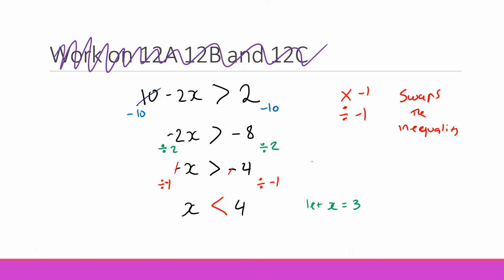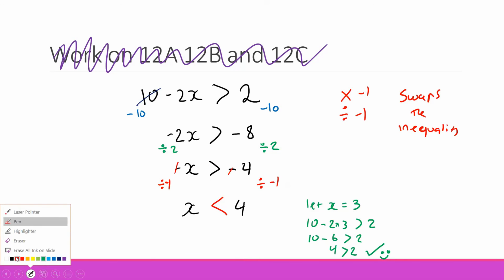So that means if I go 10 minus 2 times 3, that should be greater than 2. 10 minus 2 times 3 is 6, is greater than 2. 10 take away 6 is 4. 4 is greater than 2. Everything works. Everyone's happy. So you have to swap the direction. If you don't, it doesn't make sense.